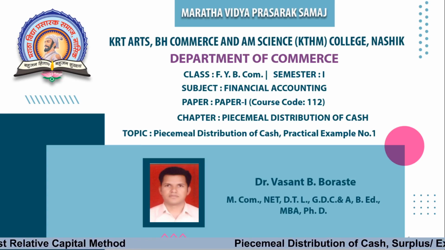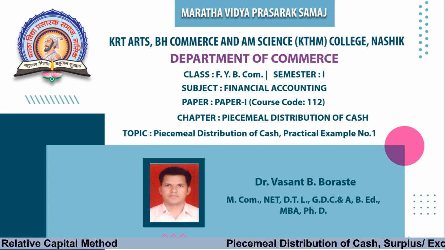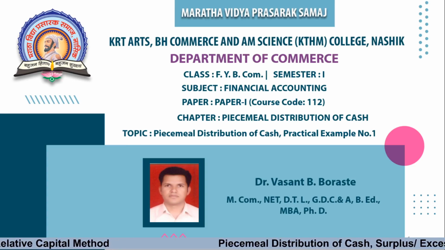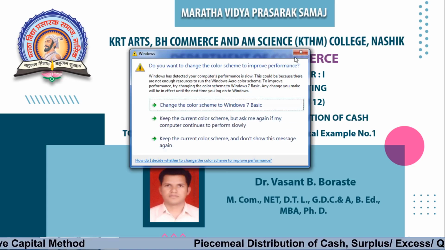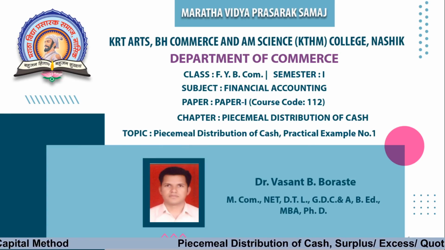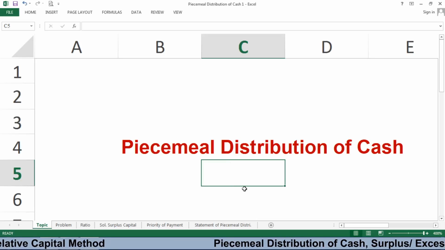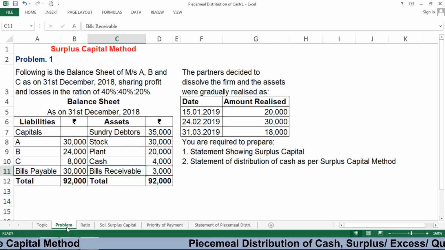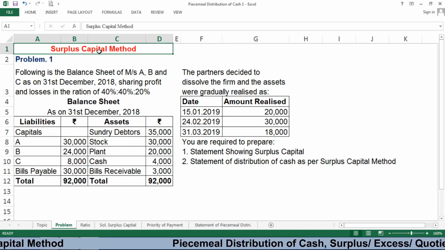As we have discussed earlier, for first year Bachelor of Commerce there is only one method, that is surplus capital method, and under this method we will solve the problem of piecemeal distribution of cash. Here we will start the first chapter, piecemeal distribution of cash. First of all, we will discuss the problem under surplus capital method.